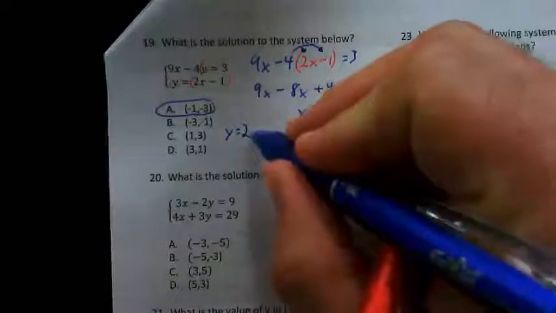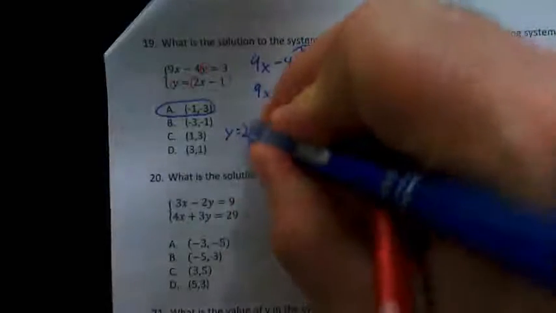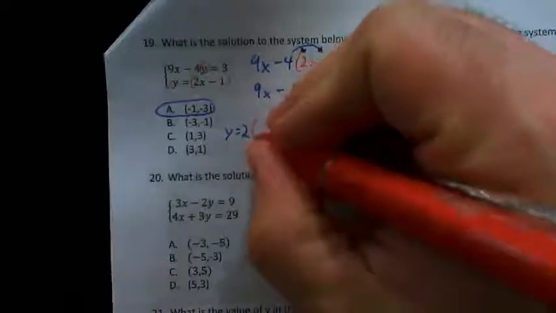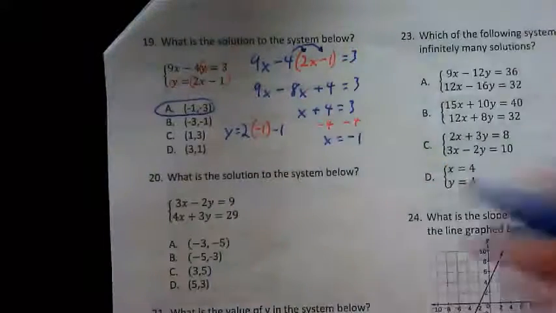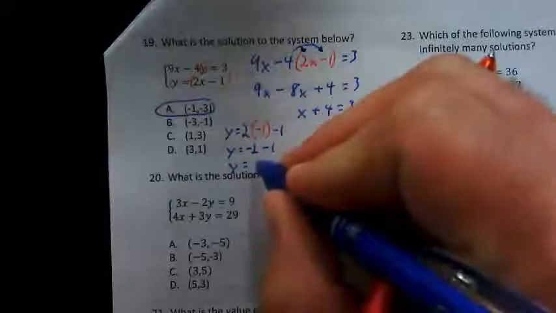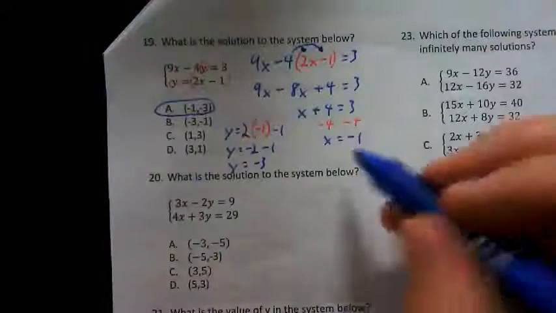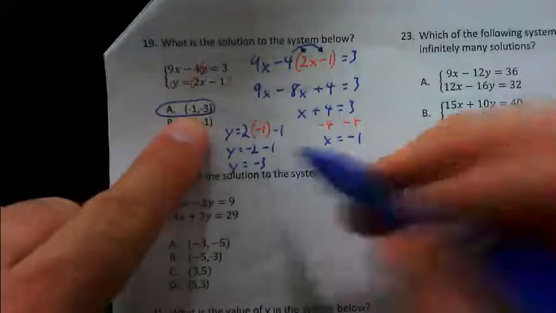The bottom equation is set equal to y, so that would be the easier one to solve for. So we could take that bottom equation. Instead of that x value, though, we should plug in a negative 1. So 2 times negative 1 is negative 2. Negative 2 minus 1 is negative 3. So our answer is an x value of negative 1, a y value of negative 3.